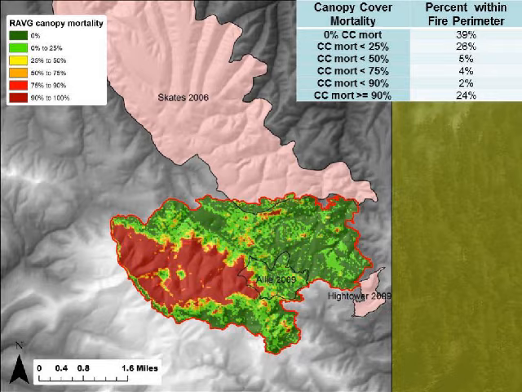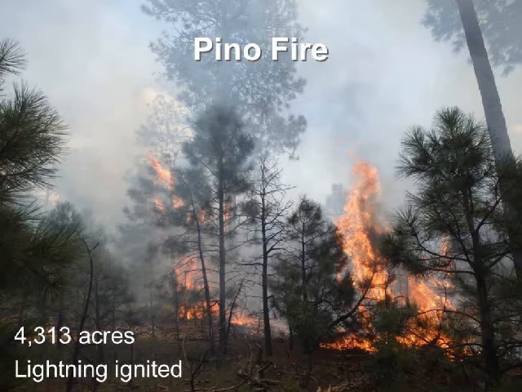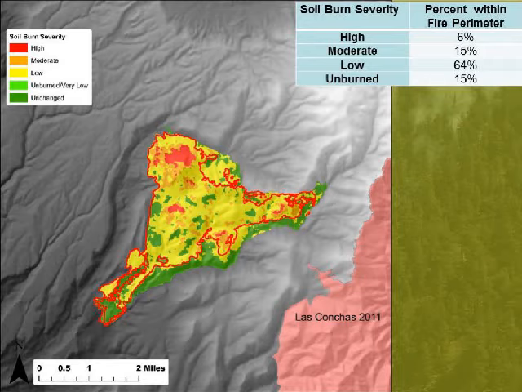The Pinot Fire is the second recipient of the Incident of the Year Award from the Southwest Fire Science Consortium. Again, this is an award that recognizes the manager's ability to see fire back in its natural role. The Pinot Fire burned near the Las Conchas burn perimeter, but with very different burn severity impacts than the Las Conchas Fire, with only a small percentage, about 6%, burning with high soil burn severity impacts, and mostly in a low or unburned category.